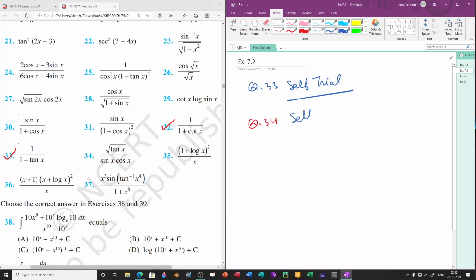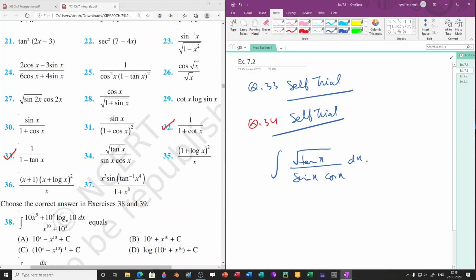Question number 34 is also for self trial, that is, you have to try on your own. The 34th one is very simple. How is it simple? You can see on your own. I will give a small hint here. We have to do the integration of root tan x by sin x cos x dx.